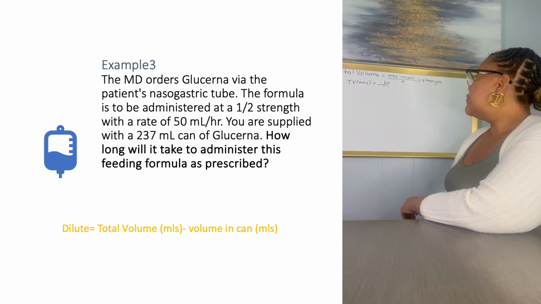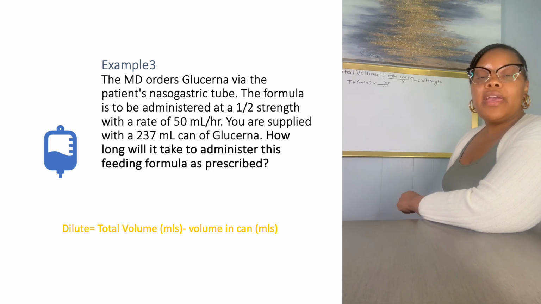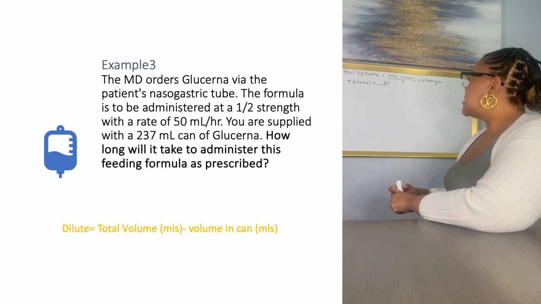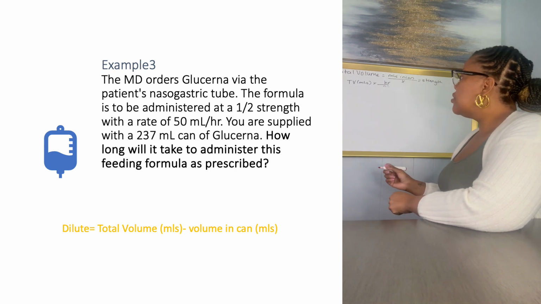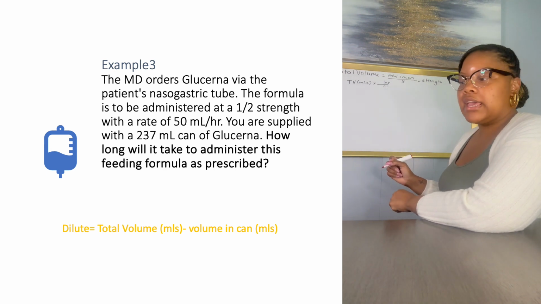All right, so we first need our total volume, and then once we get our total volume, we're going to set it up to be over mLs per hour. All right, so let's get our total volume. So the question says how many mLs is in the can?